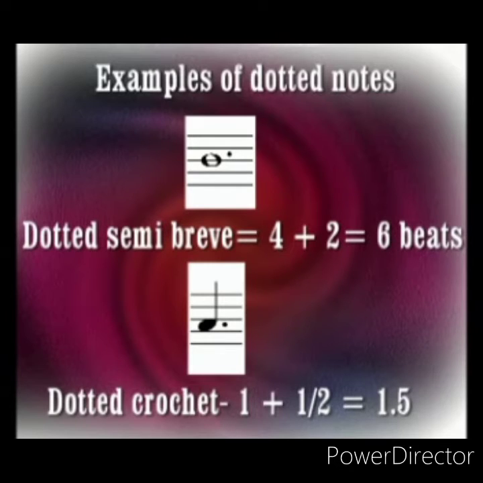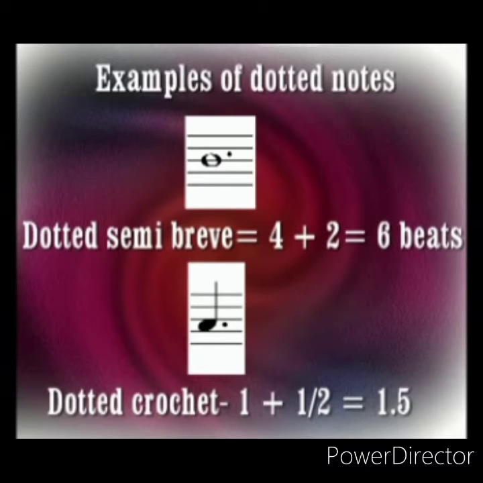According to the explanation I made earlier, a dot stands for an increase in length by 50% of the original beat. It means a semi-breve originally is 4 beats, and 50% of it is 2. So when we combine both together, it becomes 6. So a dotted semi-breve is 4 plus 2, making 6.